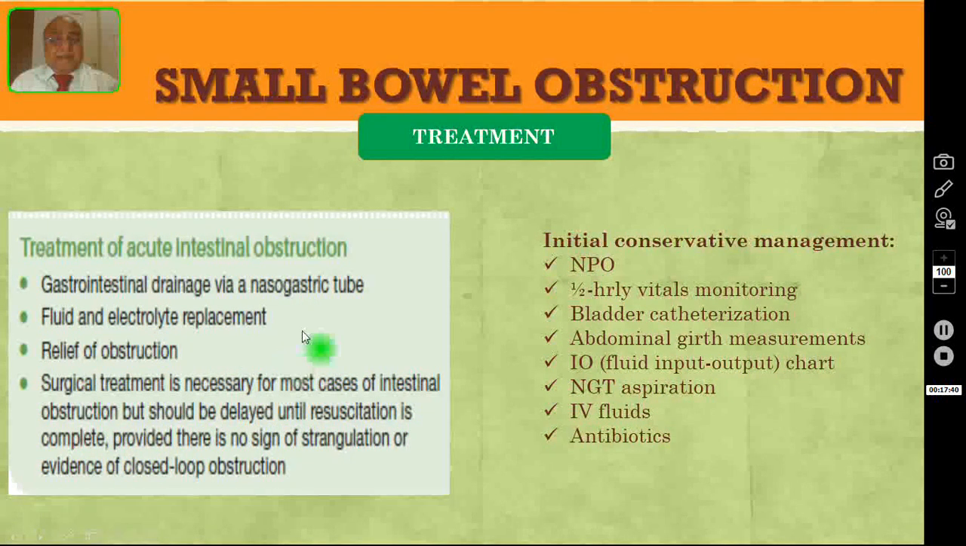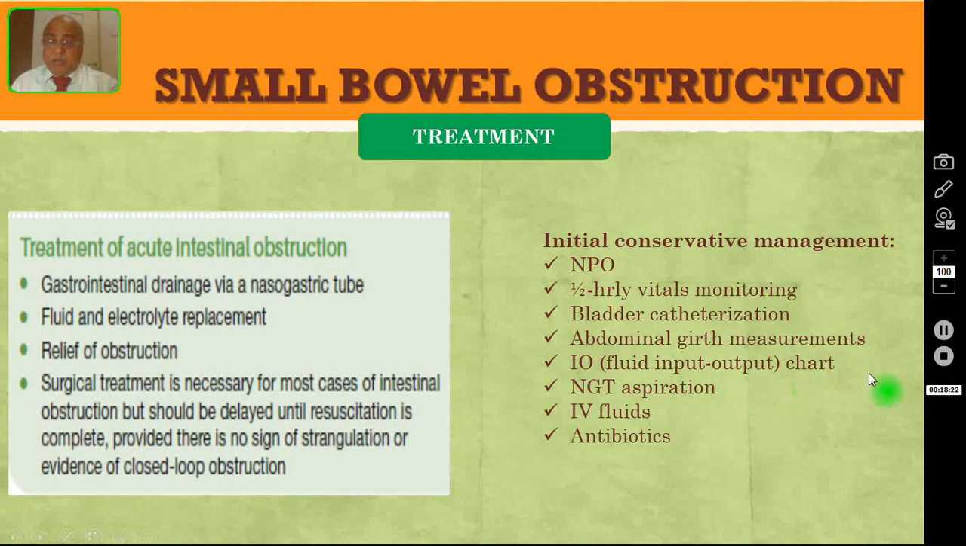Suppose your obstruction is incomplete obstruction, you can try conservative management, and by this conservative management, in the majority of these patients the obstruction will get relieved. If the conservative treatment is not effective, then only you have to do surgery, provided there is no sign of strangulation, that is also important. You have to do the conservative treatment only if there is no strangulation or no evidence of any closed loop obstruction. This is the conservative treatment: you have to keep the patient NPO, take half-hourly vitals, catheterize the bladder, and maintain the IO chart.